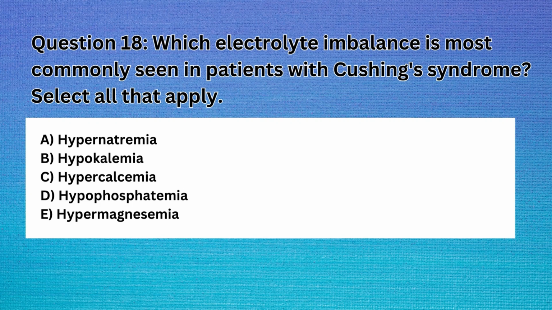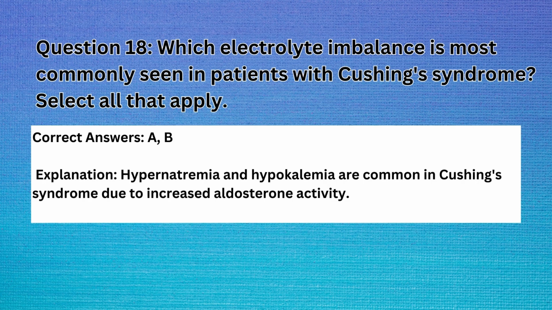Question 18. Which electrolyte imbalance is most commonly seen in patients with Cushing's syndrome? Select all that apply. A. Hypernatremia. B. Hypokalemia. C. Hypercalcemia. D. Hypophosphatemia. E. Hypermagnesemia. Correct answers: B. Explanation: hypernatremia and hypokalemia are common in Cushing's syndrome due to increased aldosterone activity.